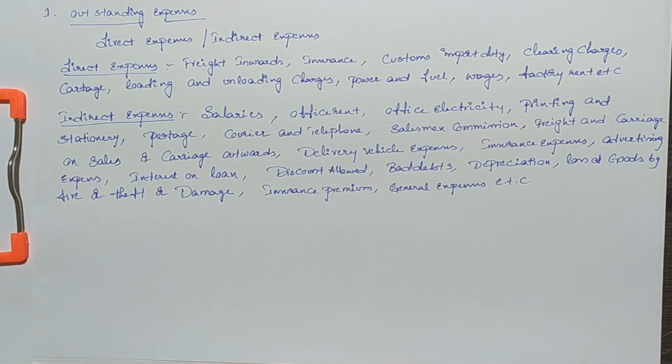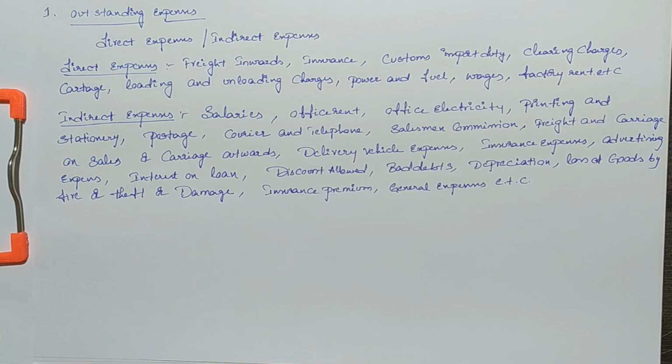If there is an adjustment for outstanding expenses in the question, first we need to check whether the expense is related to direct expense or indirect expense. If the outstanding expenses are direct expenses, then we will mention the outstanding amount in the trading account and balance sheet. If the outstanding expenses are indirect expenses, then we will mention the outstanding amount in the profit and loss account and also in the balance sheet. Here I have mentioned the examples for direct expenses and indirect expenses.